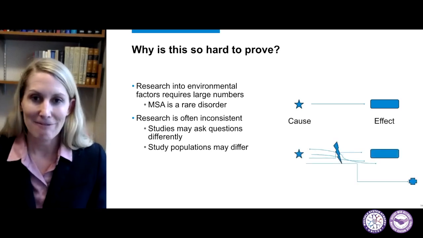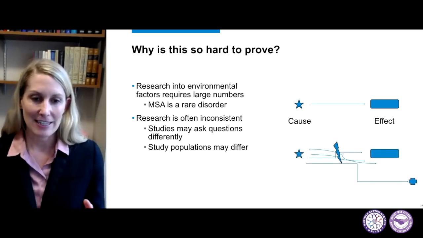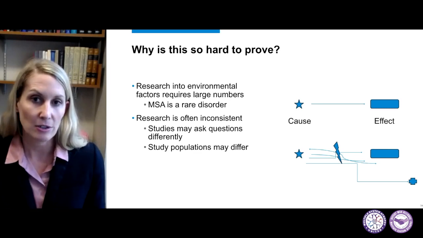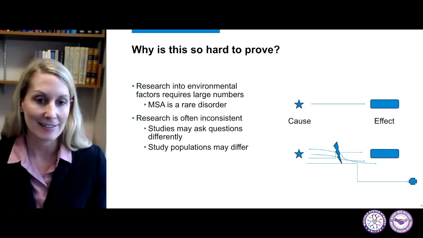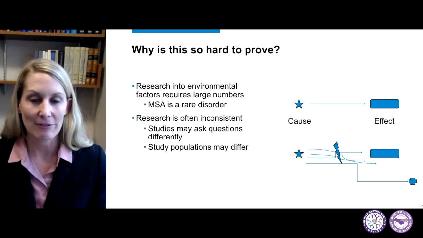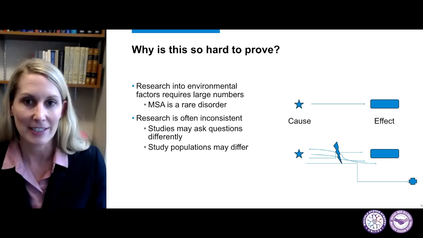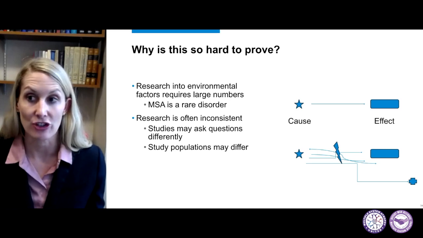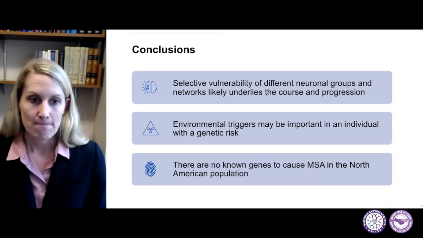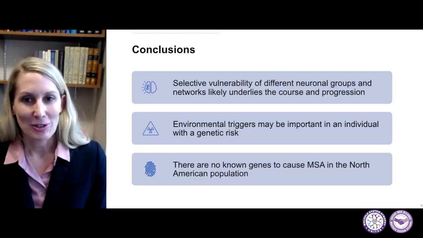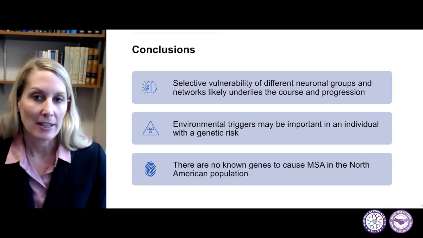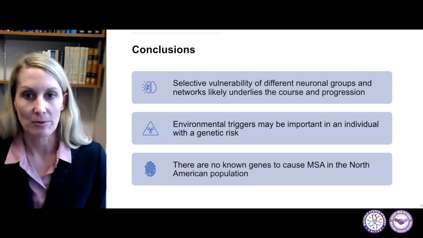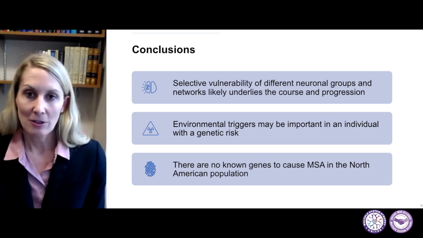So this is just my effect graphic to say that it's really hard to do a cause and effect analysis because there are so many different things at play in any one individual. Then trying to extrapolate to a big study population makes that even more difficult. That doesn't mean we shouldn't try and keep looking, but I just wanted to share that with the group. So I'm going to conclude now.